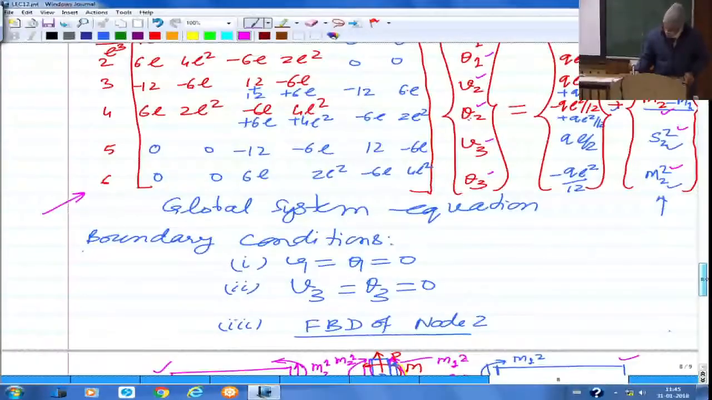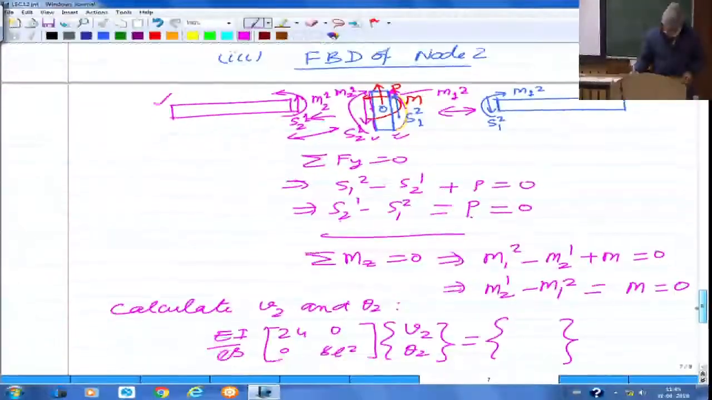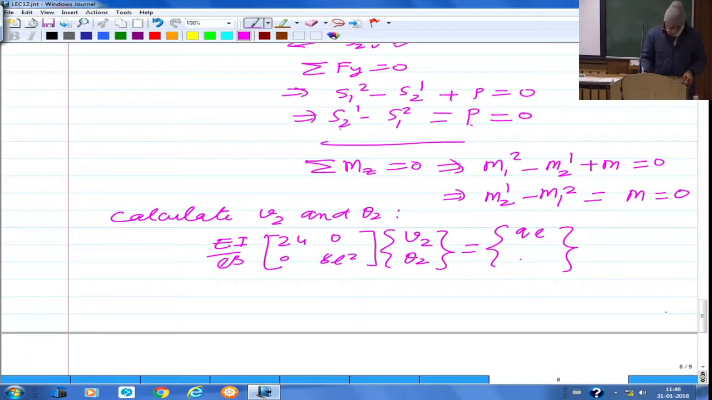this side you get the contribution only from this load vector, which is again QL by 2 plus QL by 2, which is QL, and this goes to 0 because one is plus, other is minus. So, you get this as QL and 0. So, this is what you get as your equation.